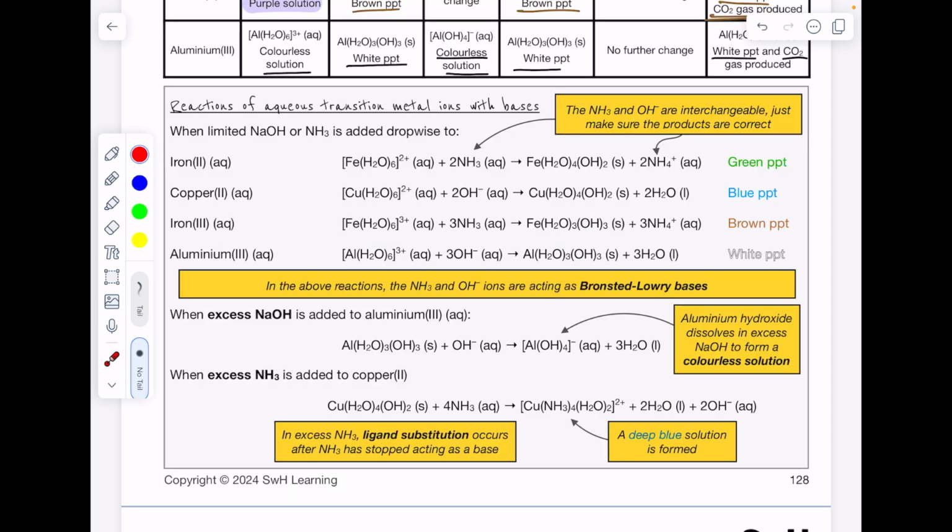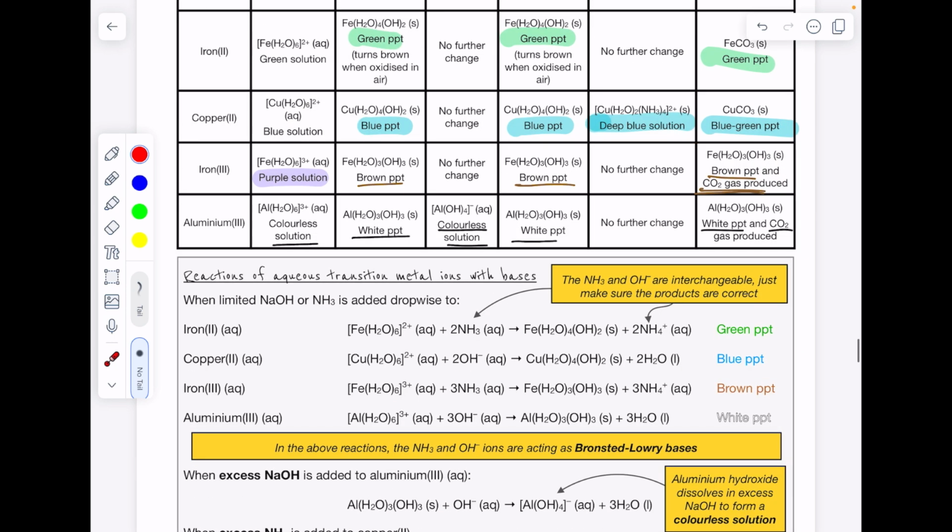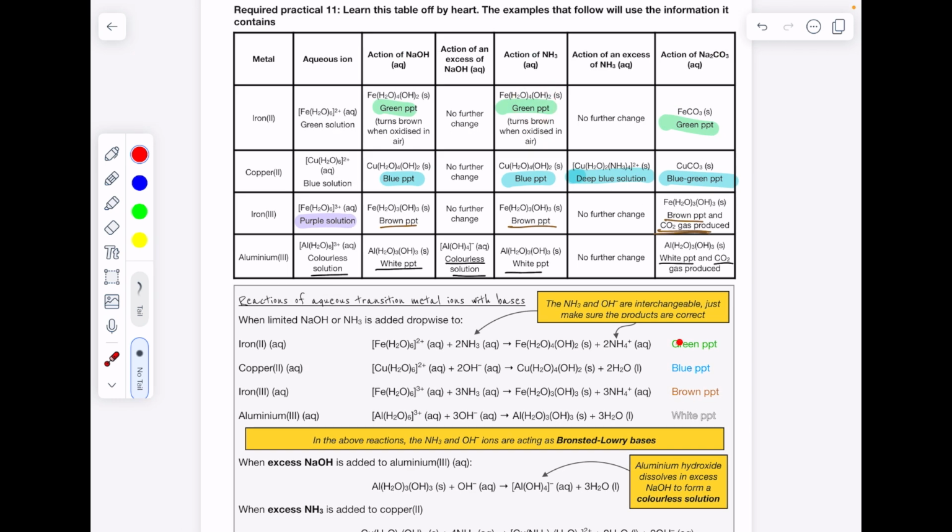Now let's look at the various equations, starting with iron 2. So we have our aqueous ion. We're adding that weak base of ammonia. Here's our product, and we're producing the NH4+. As we would expect according to our table, when we add ammonia, we get a green precipitate.